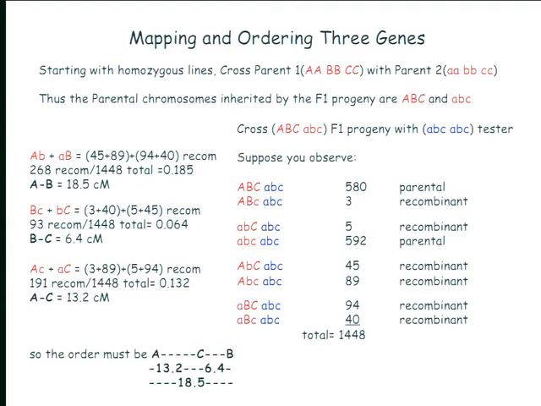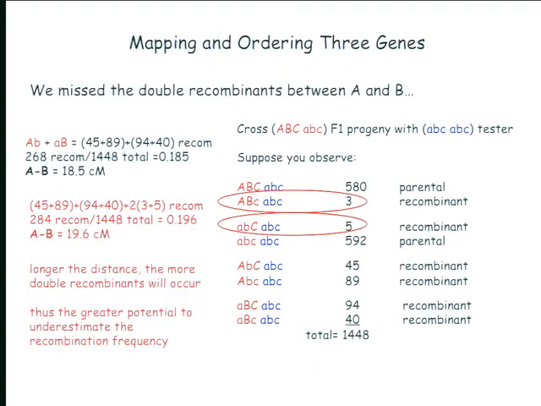All right. But there's a little problem that even I with my math skills can figure out, which is how come 13.2 and 6.4 doesn't equal 18.5? Our map doesn't quite add up. The reason for that is because we've not explored the possibility that there can be two recombination events. Recombination events between A and C, and recombination events between B and C. We haven't accounted for those yet. So A and B are the furthest apart. So there can be more than one recombination event.